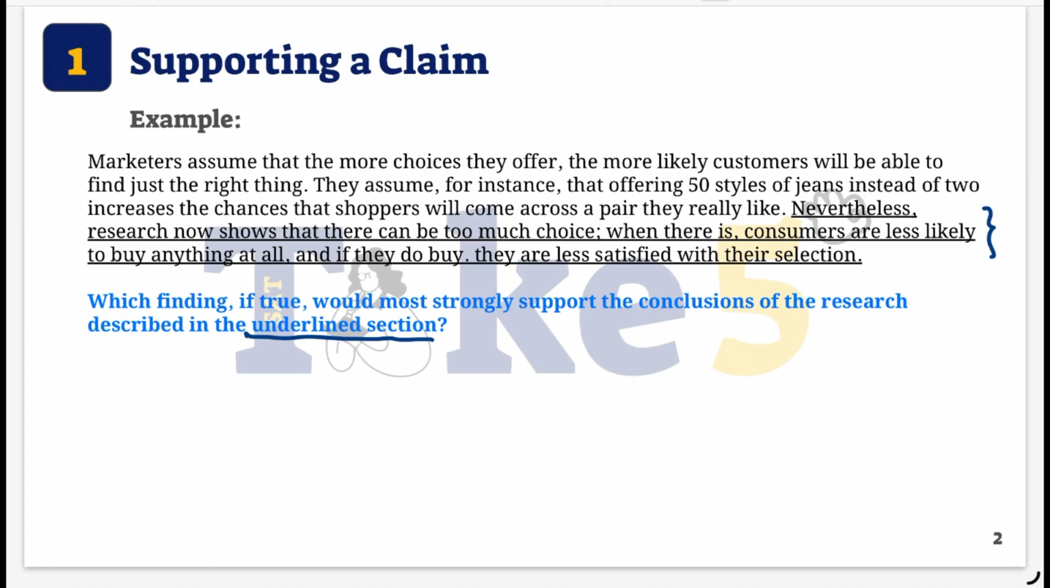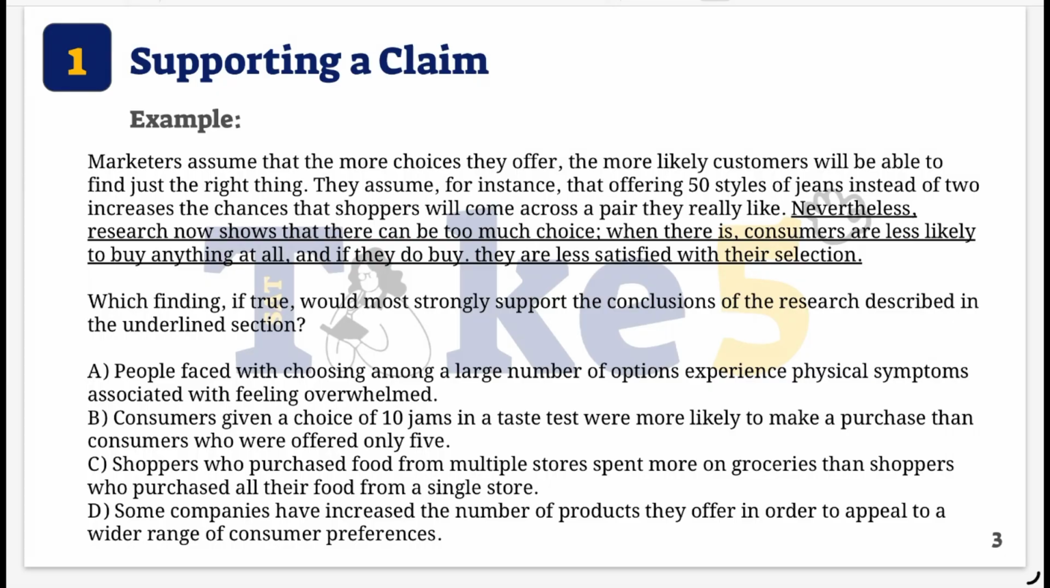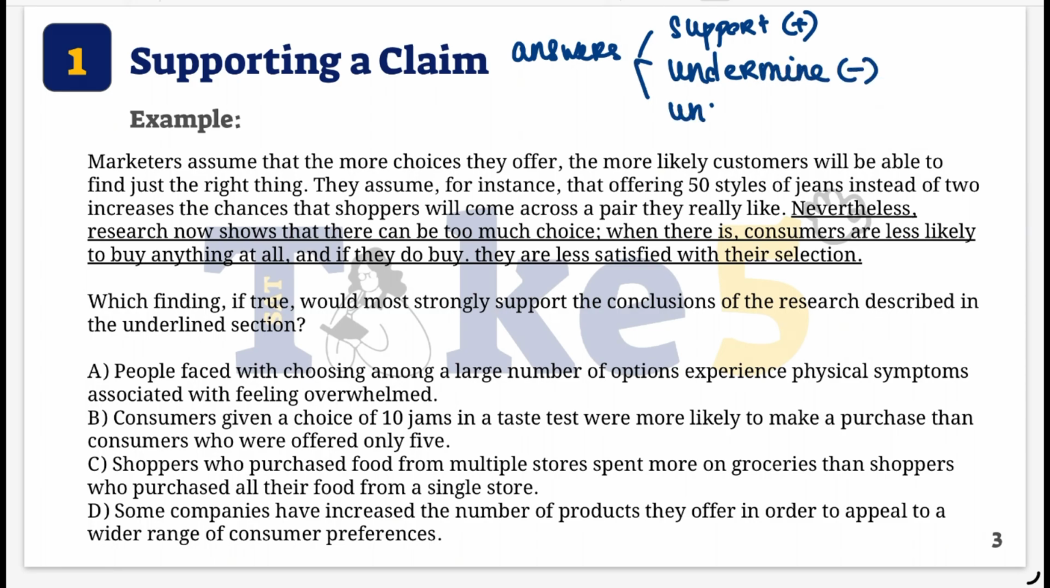Here, the research concludes that when faced with too many choices, consumers are less likely to make a purchase, and if they do make one, they are less likely to be happy with it. So, the answer should be in agreement with this conclusion. Now, let's take a look at the answers we are given. These answers will be either supporting, undermining, or not related to the conclusion at all. Read through every answer and classify them accordingly.